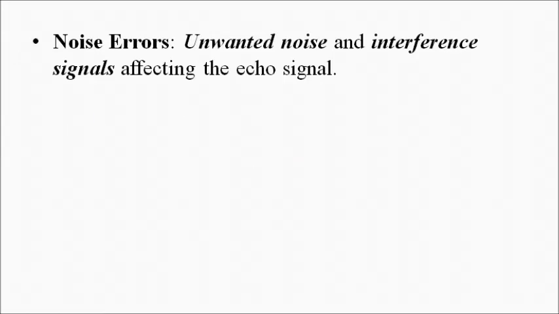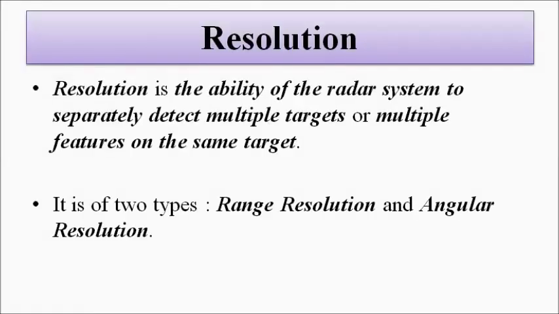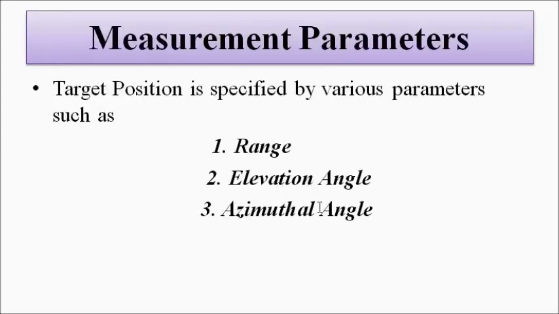Then another important parameter after accuracy, which is important in radar measurements, is resolution. The measurement in radar mainly revolves around range, elevation angle, azimuthal angle, or we can say angular measurement and linear measurement, the measurement of the distance and the angle. These are the two main measurements that happen in radar.